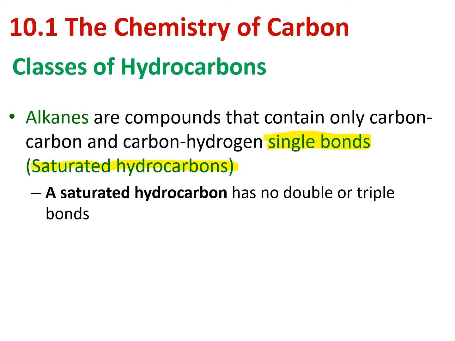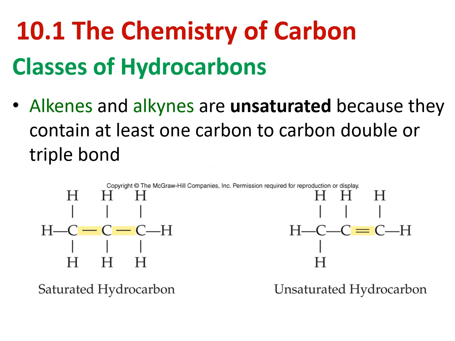A saturated hydrocarbon is a hydrocarbon that has no double or triple bond. In simple words, it has only single bonds in it. Alkenes and alkynes, on the other hand, are called unsaturated hydrocarbons because they contain at least one carbon-to-carbon double or triple bond. Unsaturated hydrocarbons can have more than one double or triple bond, and that bond will always be between carbon and carbon.